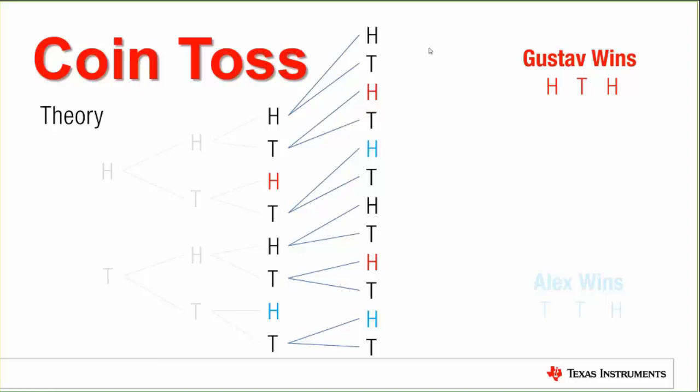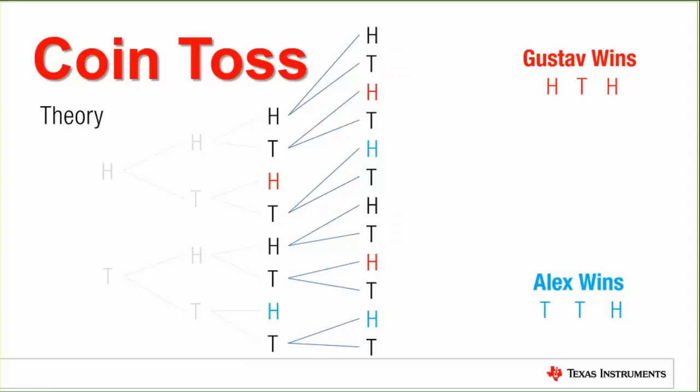So if we're having a look at the last two coin tosses, where can we go for Gustav? He could win here, head, tail. The next one, if it's a head, he could win. And he could win it down here as well, head, tail. If the next one's a head, he's won the game.